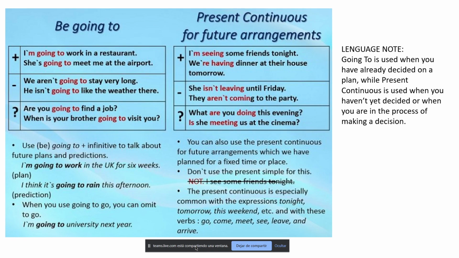And the last language note says going to is used when you have already decided on a plan, while present continuous is used when you haven't yet decided or when you are in the process of making a decision. So it is most common to use going to when you already decided that you are going to do that, and use present continuous when you haven't decided. You aren't sure, you are trying to decide if you are going to do it or not. Do you have questions, comments about it?